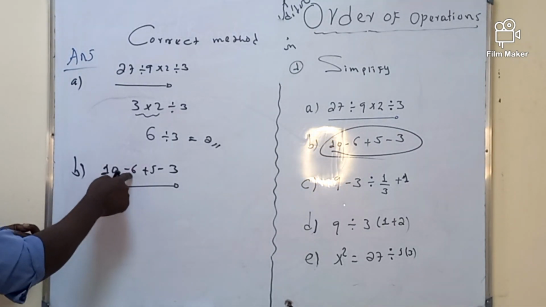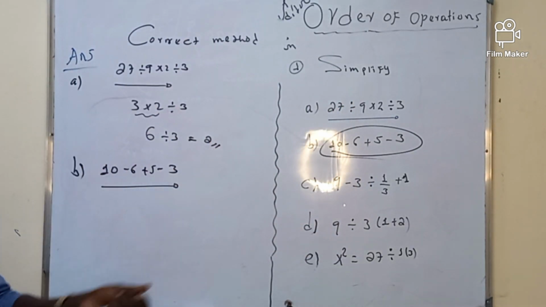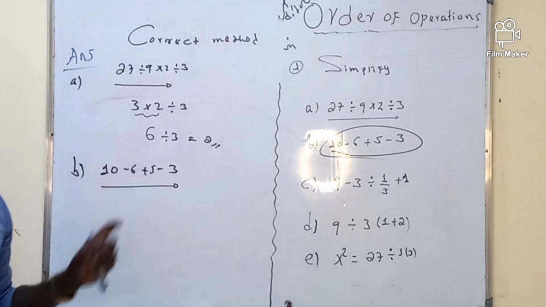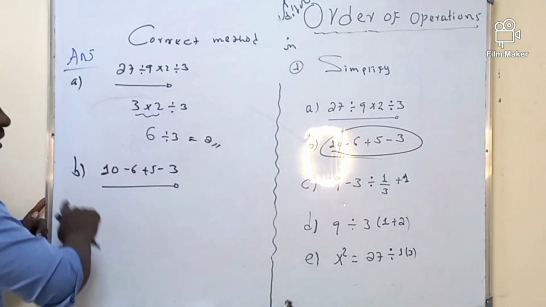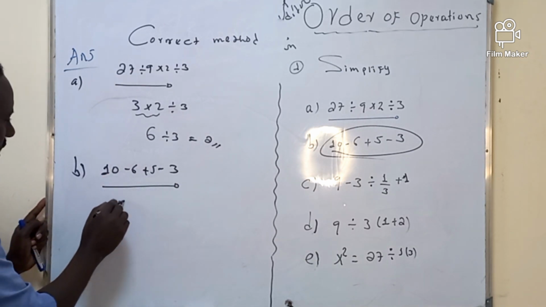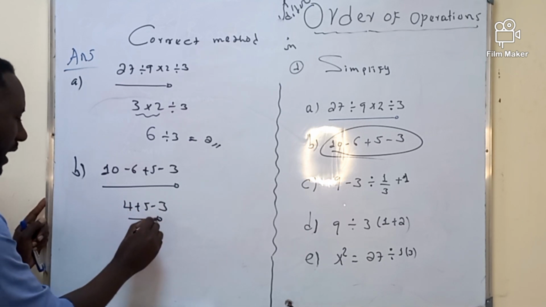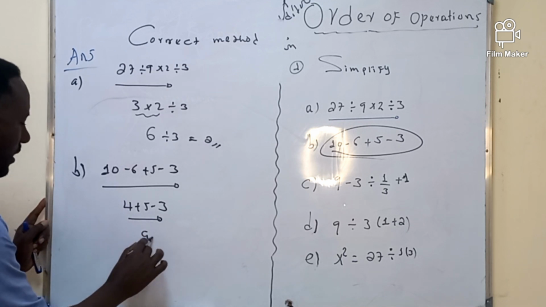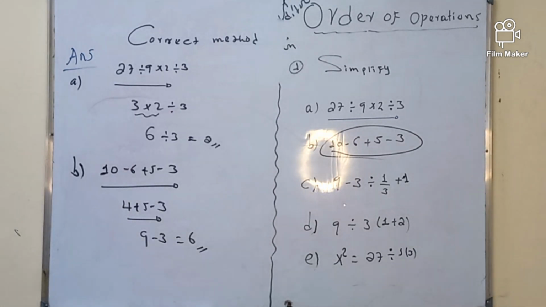So 10 minus 6 will be what? With the help of PEMDAS and BODMAS, addition is supposed to come first, then subtraction will follow. But if the problem is given this way, with no parenthesis or bracket, you have to operate this simplification from left to right. Then 10 minus 6 is 4, plus 5 minus 3. 4 plus 5 is 9, and this is 9 minus 3. Then finally you can operate, and the result is 6.